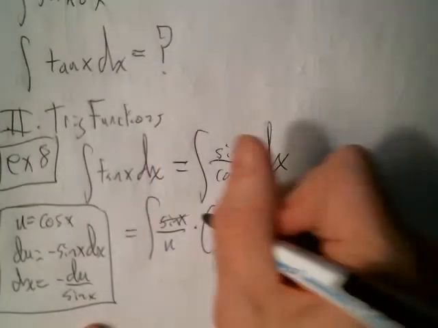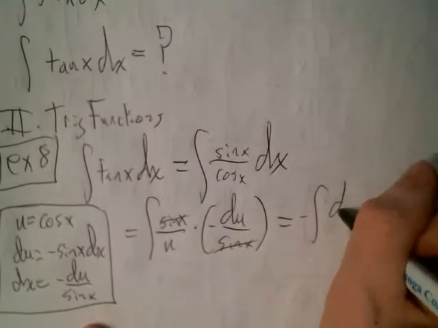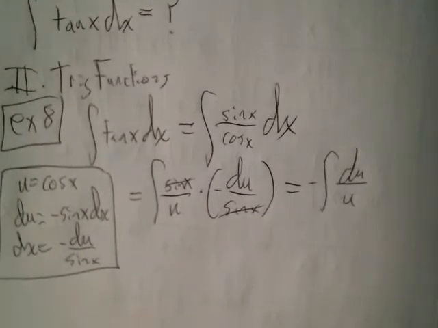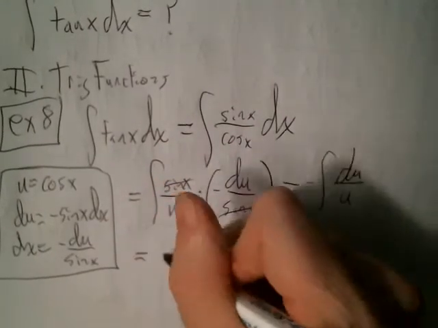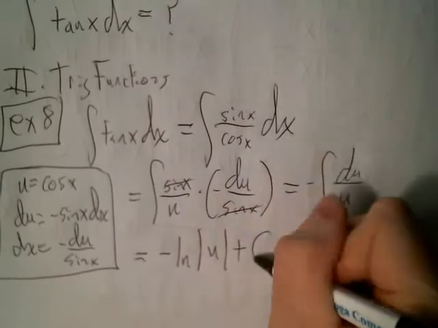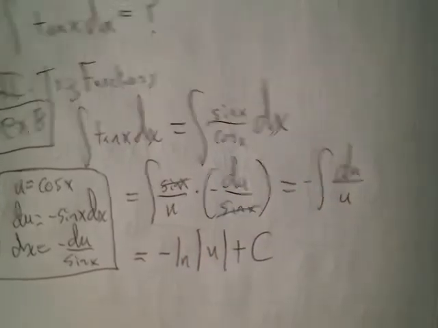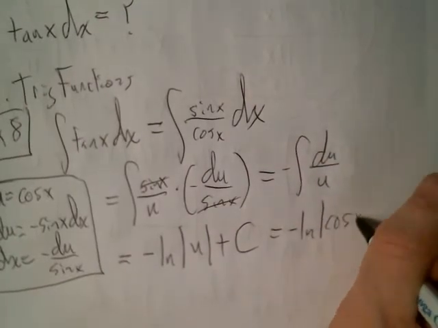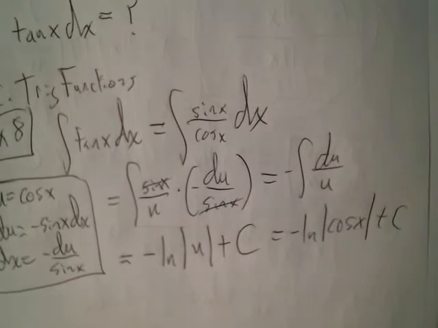The sine x's cancel. I have negative integral, after I pull out the constant, du over u, which of course is our natural log. So this will turn into negative ln absolute value of u plus c. So that'll be negative ln absolute value of cosine x plus c.